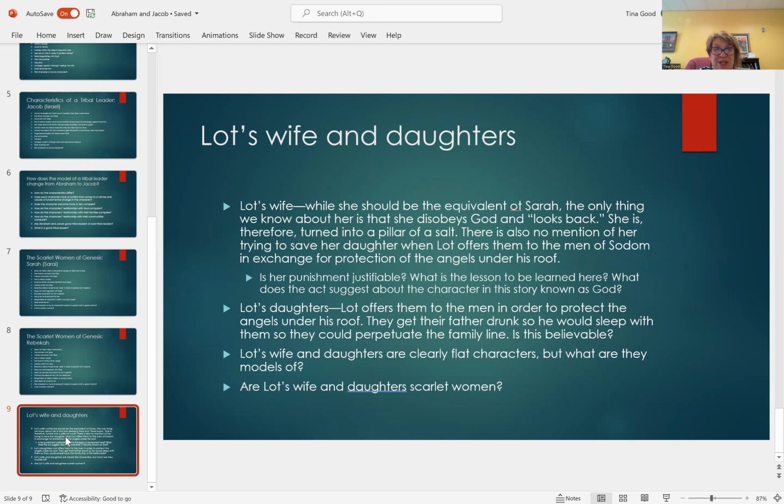Lot's daughters, of course, are problematic, right? Because after Sodom and Gomorrah are blown up, all that's left of Lot's family that they know of is Lot and the two daughters, right? They decide that they're going to get their father so drunk that he won't know that he's sleeping with them, so that they can perpetuate the family line.